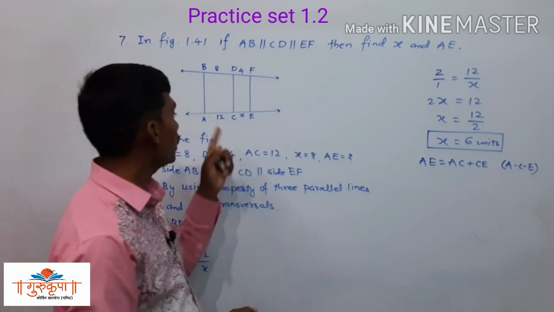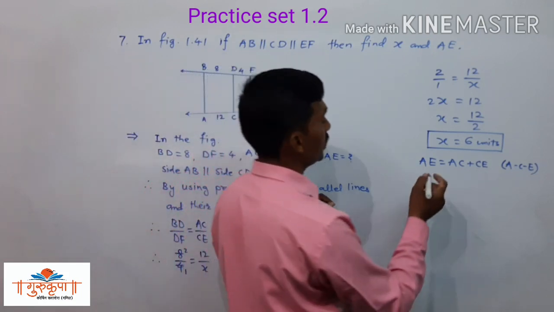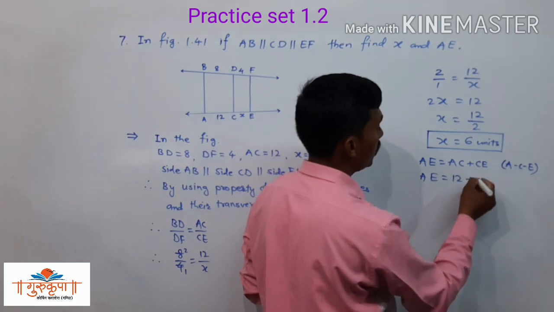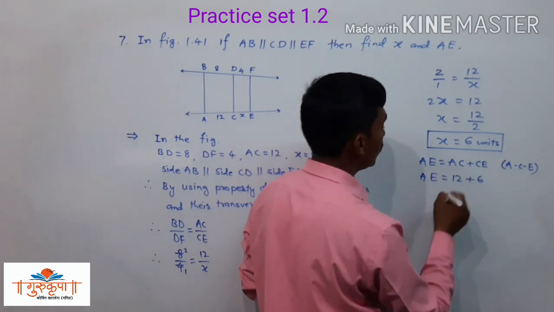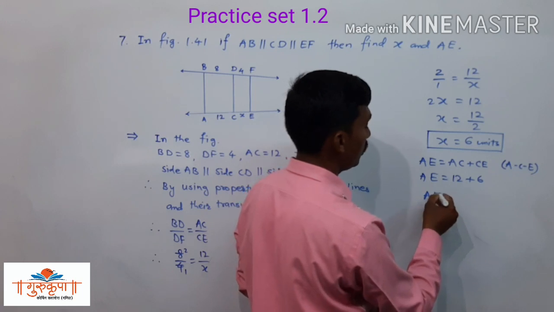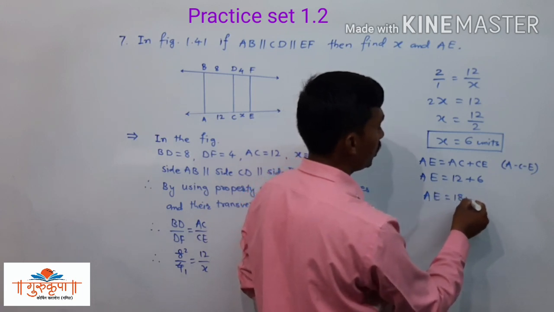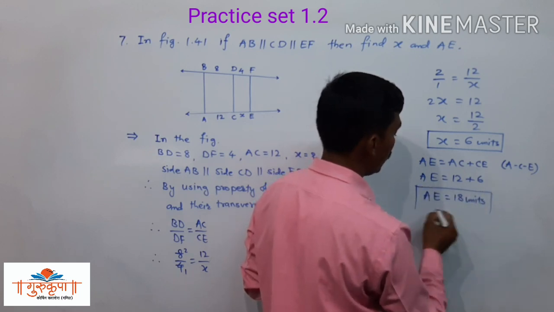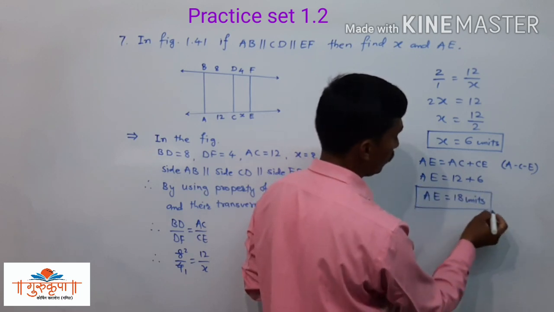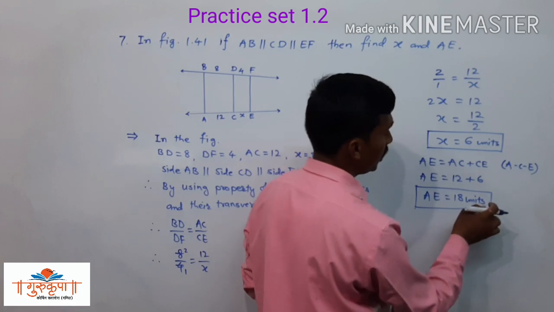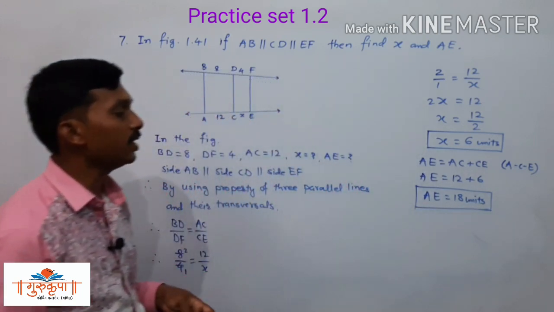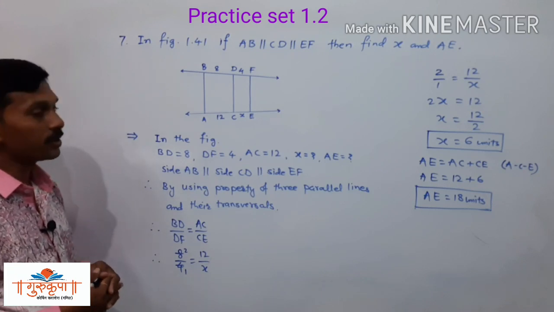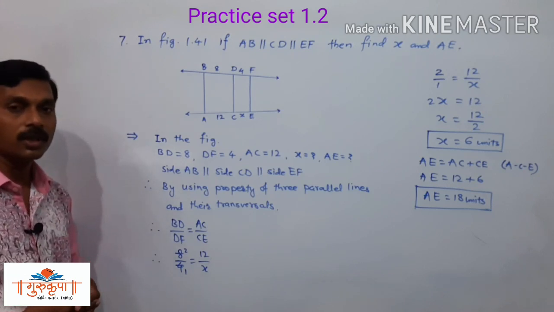Now put the values there. AE is equal to AC is 12 plus CE is x, that is 6. So AE is equal to 18 units. And here we get both the values which we have to find, that is x is equal to 6 and AE is equal to 18 units. Now we will take the next question, that is question number 8.